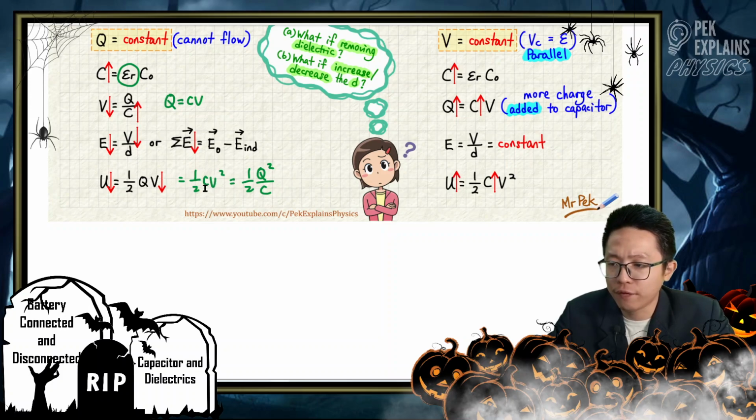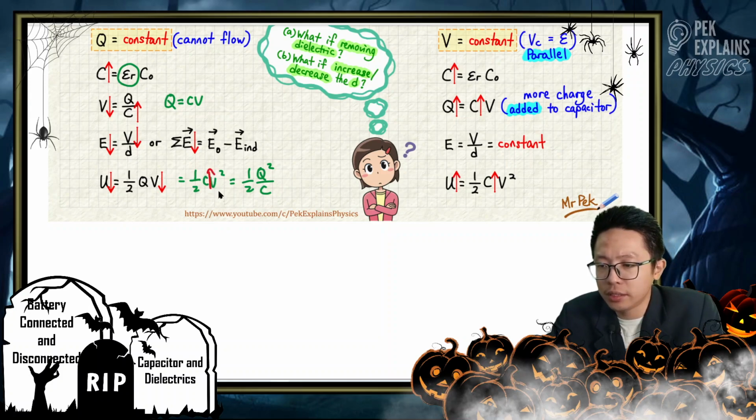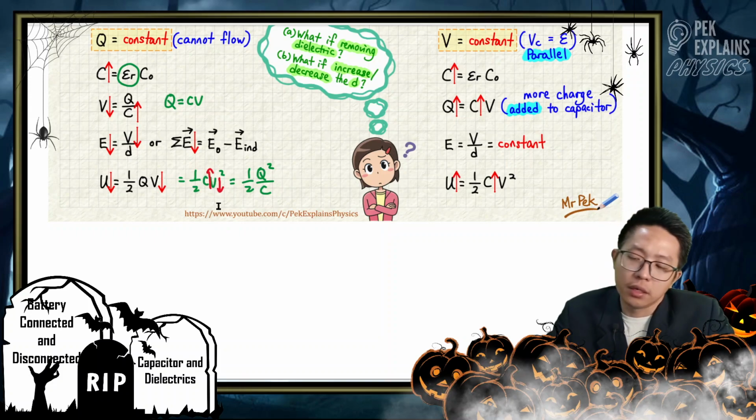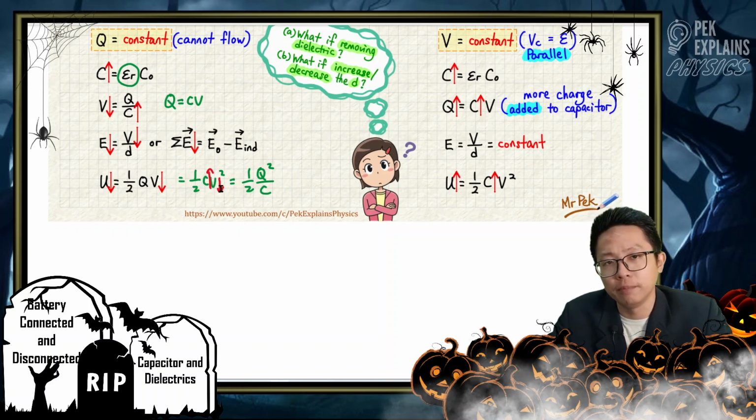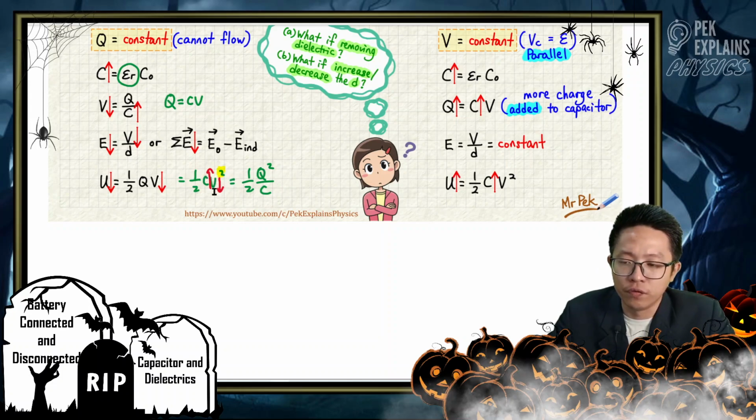Don't use the half CV square, because we know that C increases and V decreases, so it is very hard to determine the changes for potential energy. But anyway, because this one has a square, the voltage squared decreases even more than the C increases, so the potential energy decreases. But we don't normally use this one because it doesn't have a constant value.